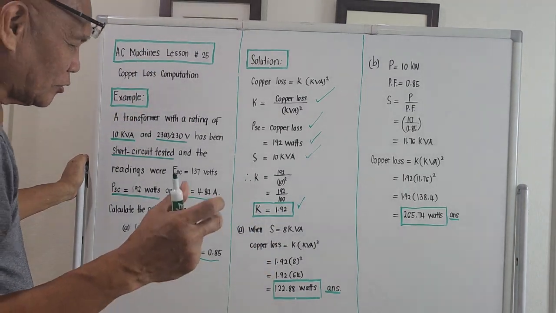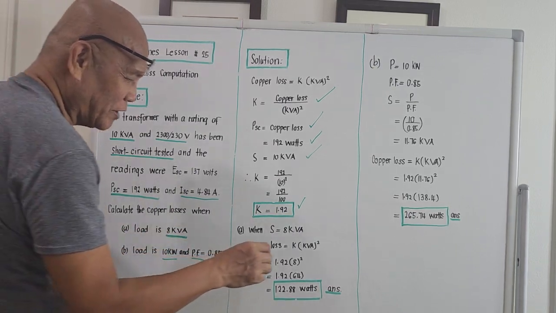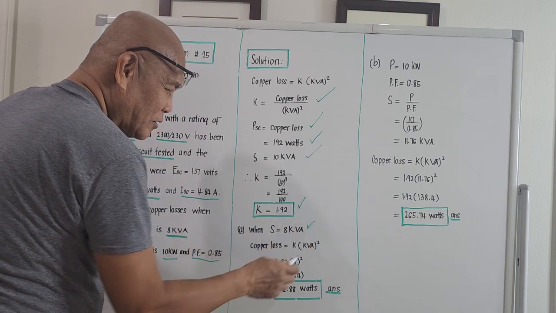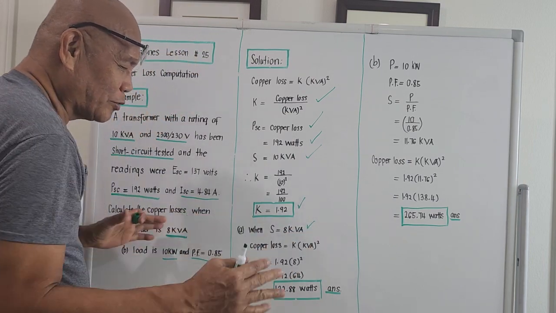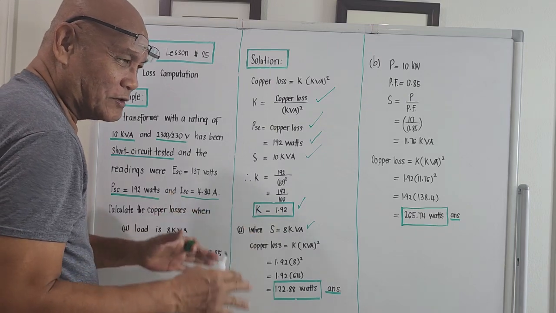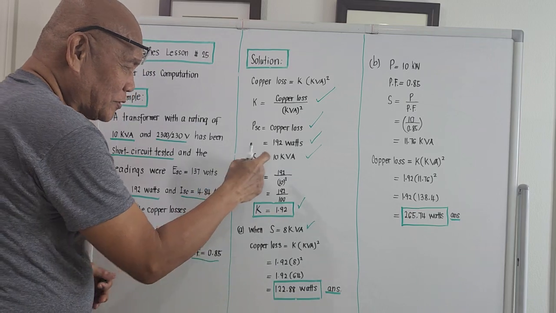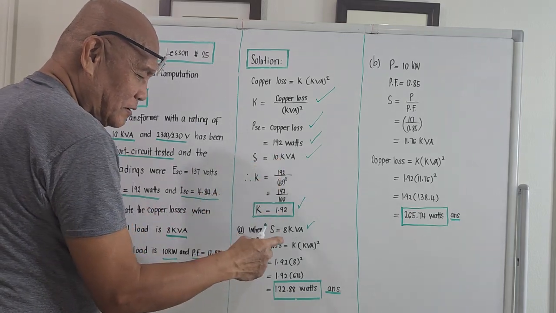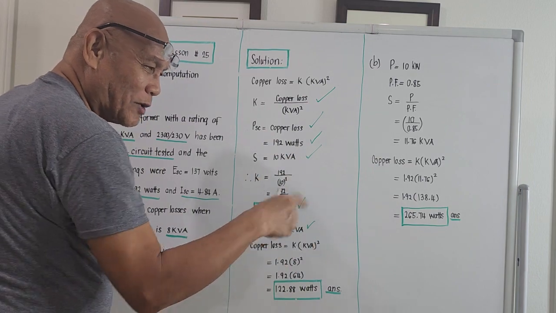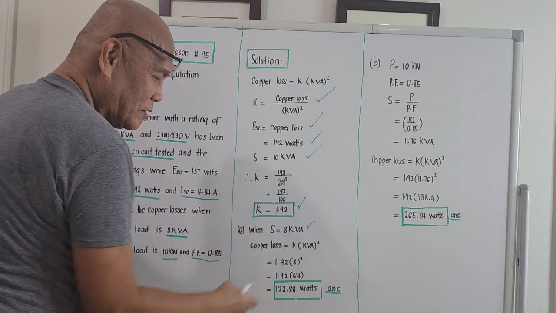So let's now try to compute for the copper loss when the load is 8 kVA. Okay. So we are talking about the same transformer here. We are only changing the percentage of the load. The load is just instead of 10 kVA, the load is 8 kVA, and the problem is asking what will be the copper loss if the output is 8 kVA.